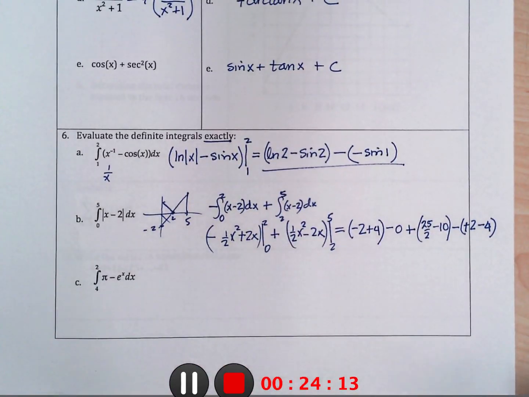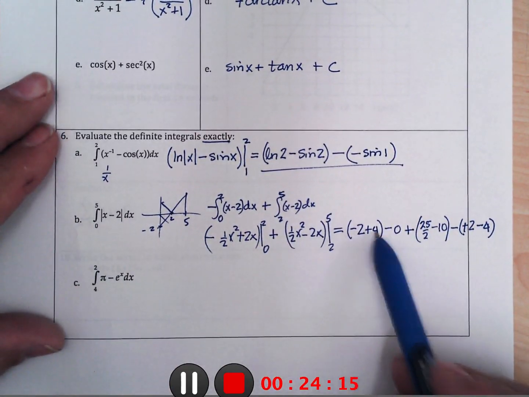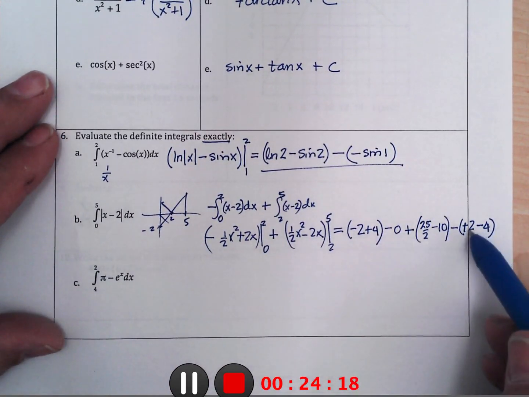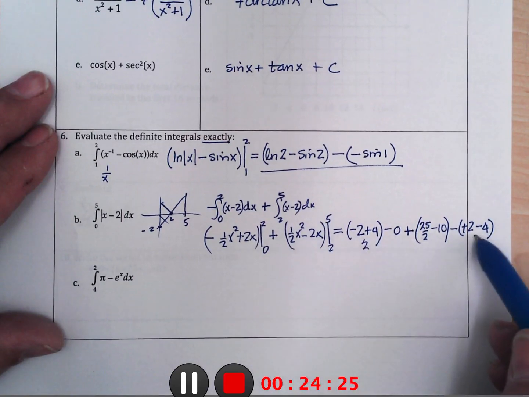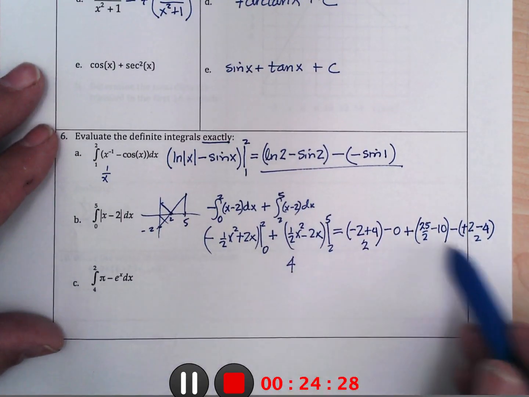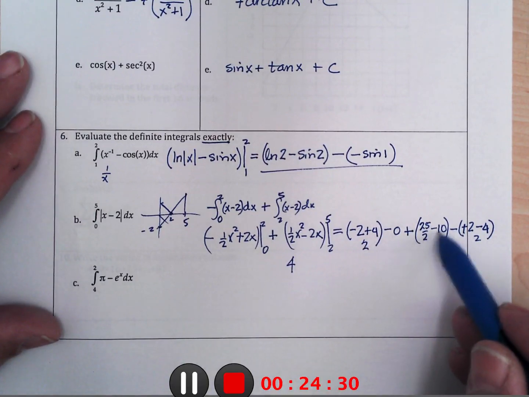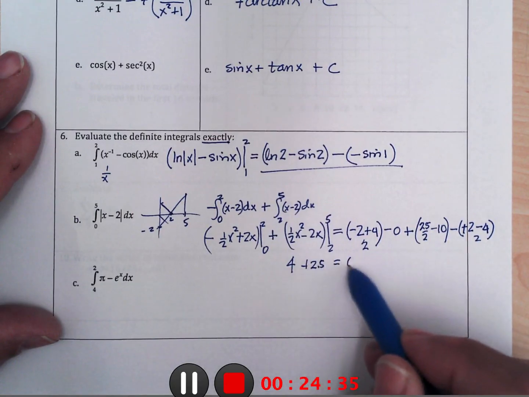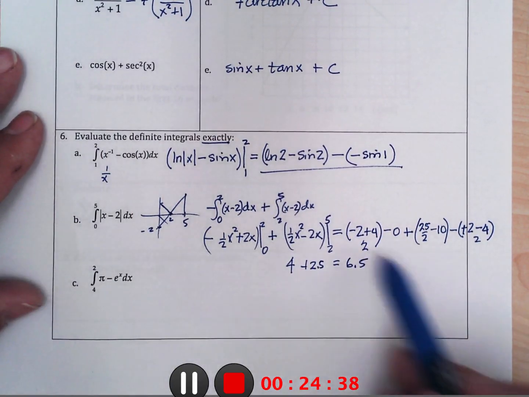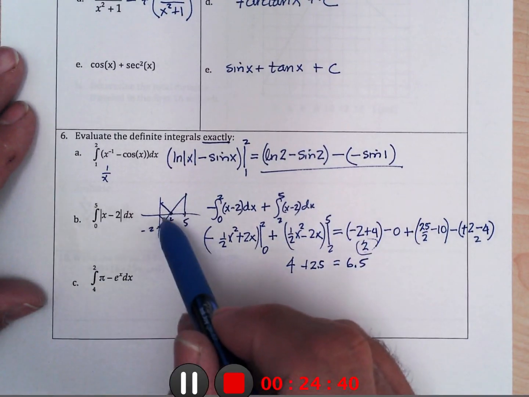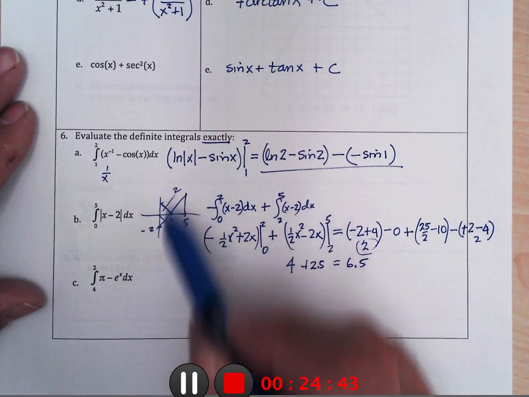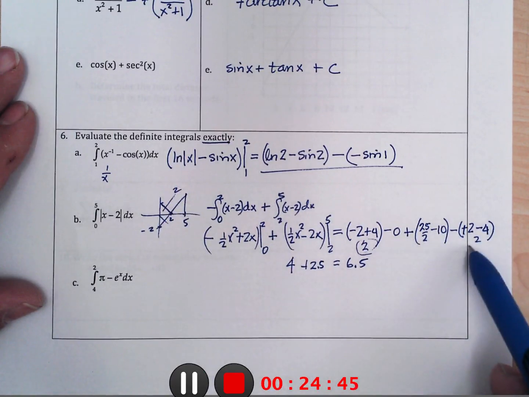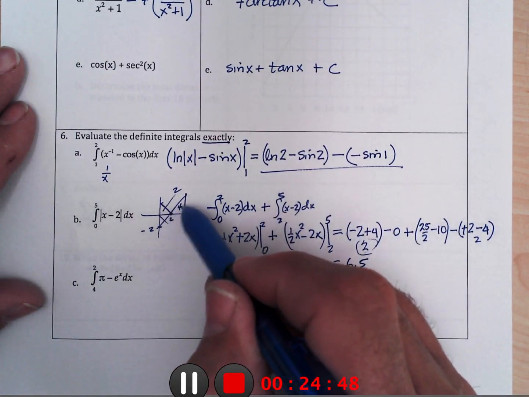So, 2 minus 4 is minus 2, and a minus is plus 2, so I got 2 plus 2, which is 4, and then I have 12.5 minus 10, which is 2.5, so I get 6.5. This original 2 was this area right here, and these together is 4.5, making the 6.5.